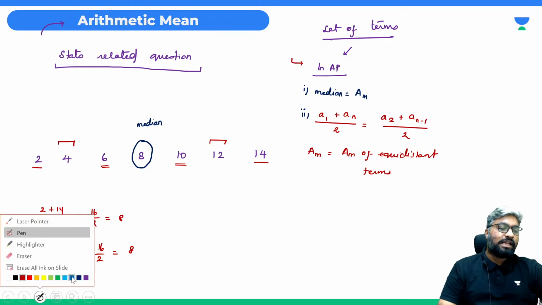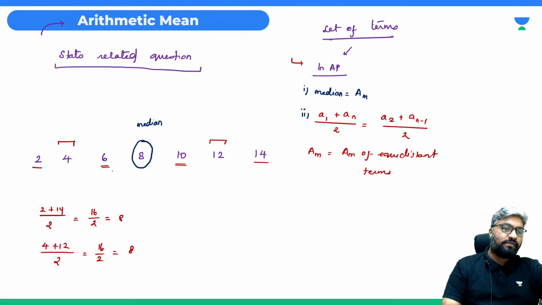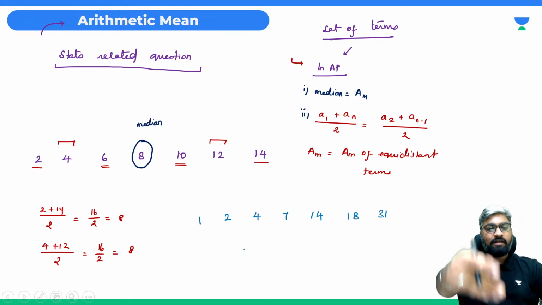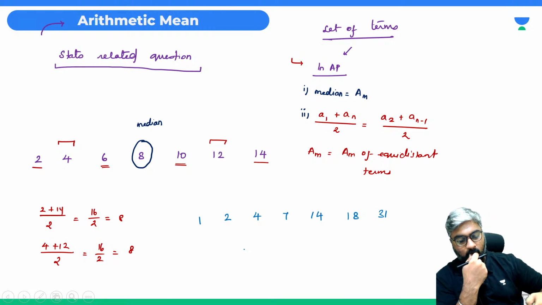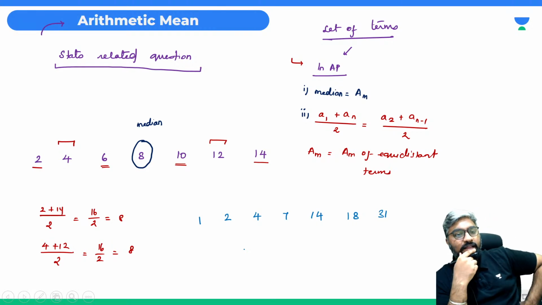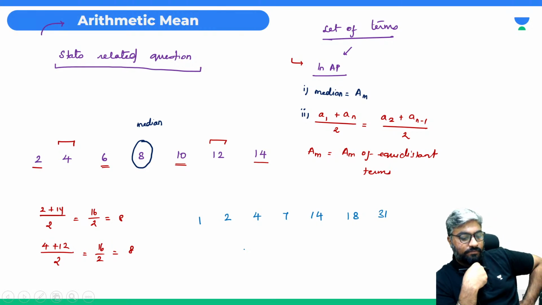What if they are not in AP? What if the terms are not in AP? Let's say you have to find the average of 1, 2, 4, 7, 14, 18, 31. What will you do? How will you find the average for this, guys?